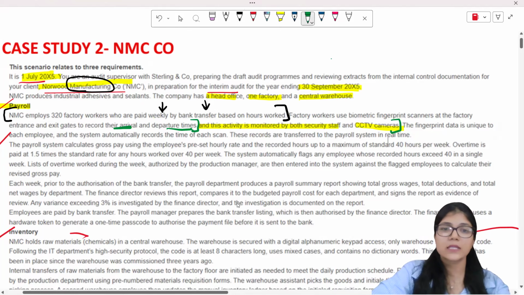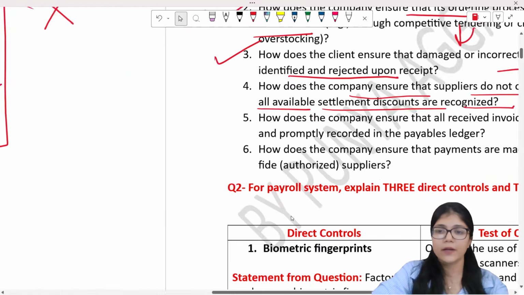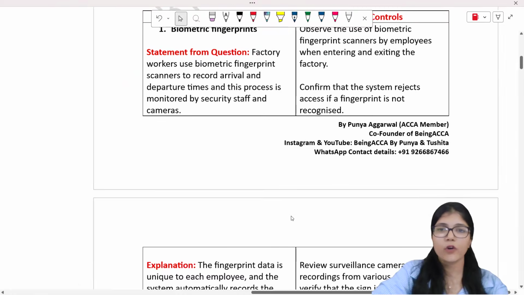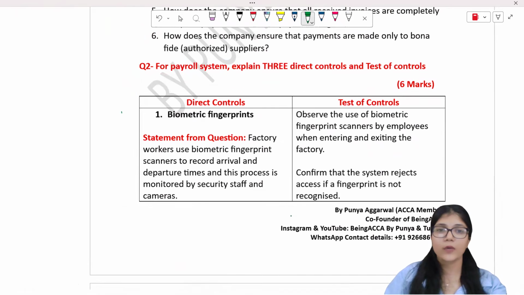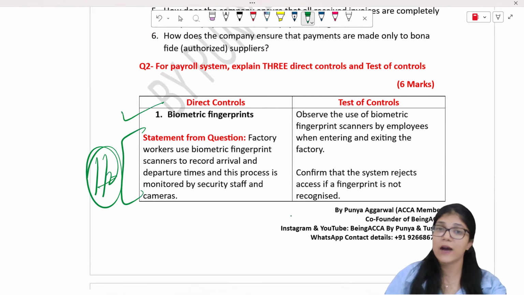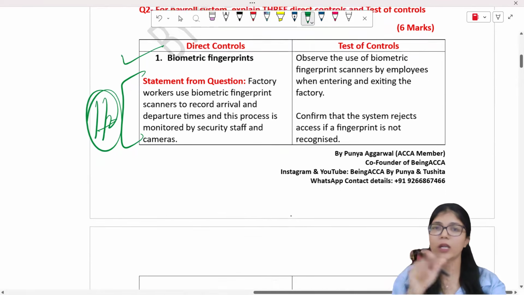All right. So let's see my answer for this one so that you get better clarity. Again, we are going to follow the same formatting as we did for question number 1. The heading would be there, and the statement from the question, which is going to fetch us half a mark. If you don't already know this structure, please first watch question number 1. I have explained it in detail, and then you can come to this question again.